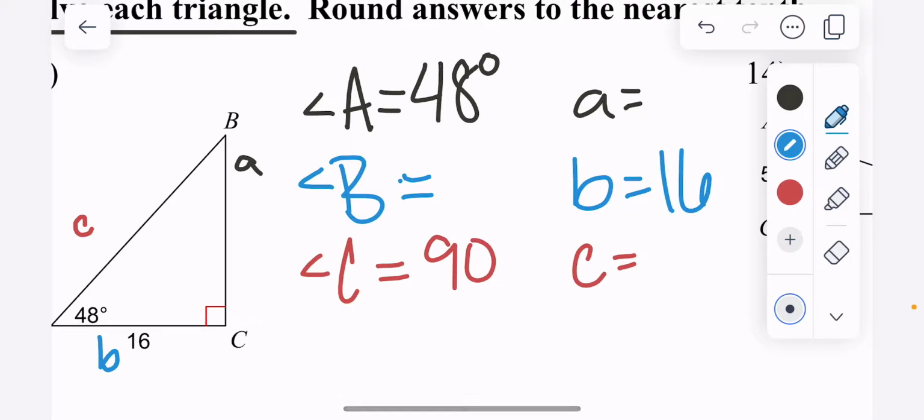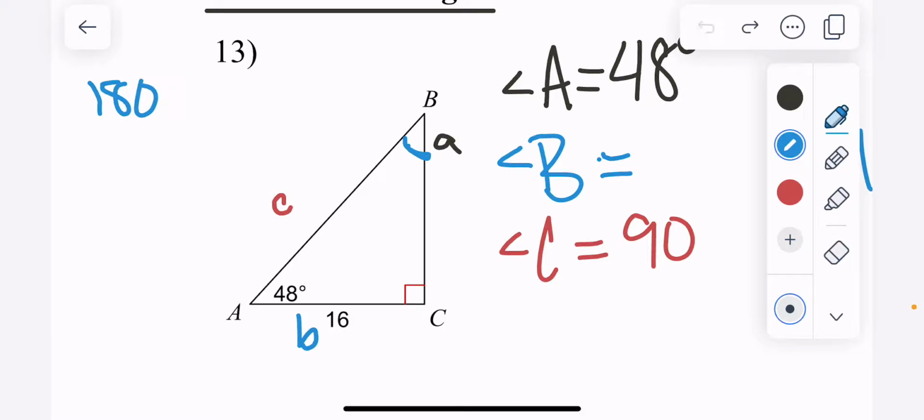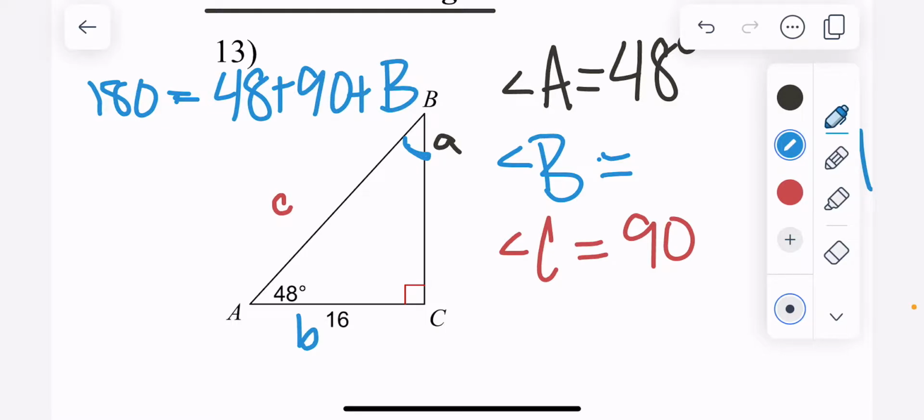So the first thing I'm going to do is see what I can solve right off the bat. And hopefully you can recognize, oh, I know two angles. I can find the third one pretty easily, because all angles in a triangle add up to 180. So we can say 180 equals 48 plus 90 plus whatever angle B is. Okay, when we go to solve for angle B and subtract that 48 and 90 from both sides, we get B is 42. So we can find that angle.